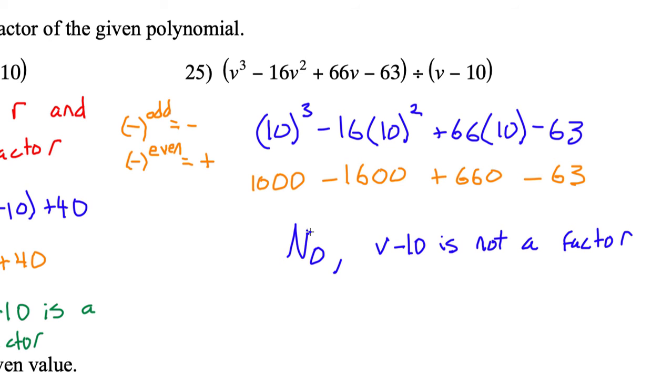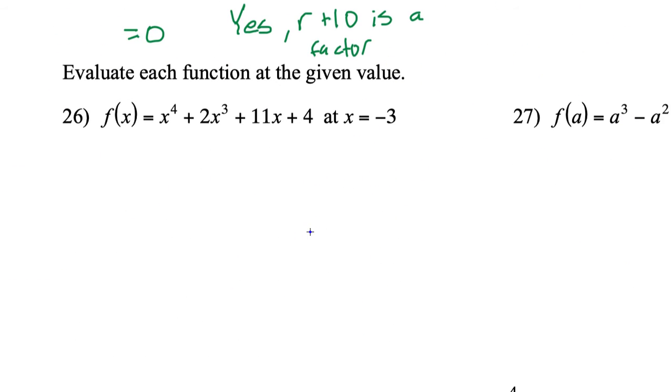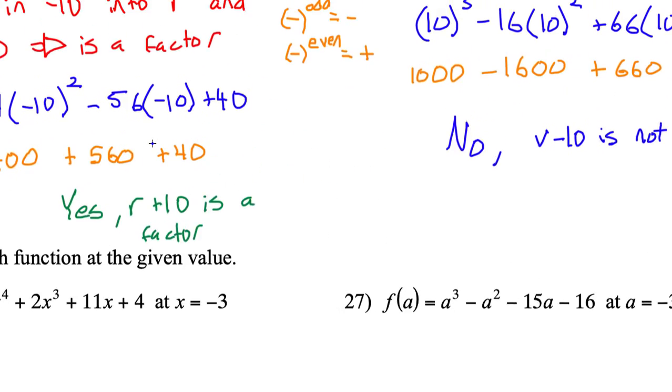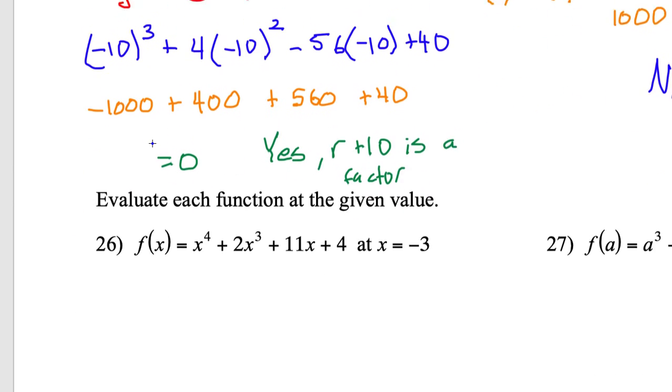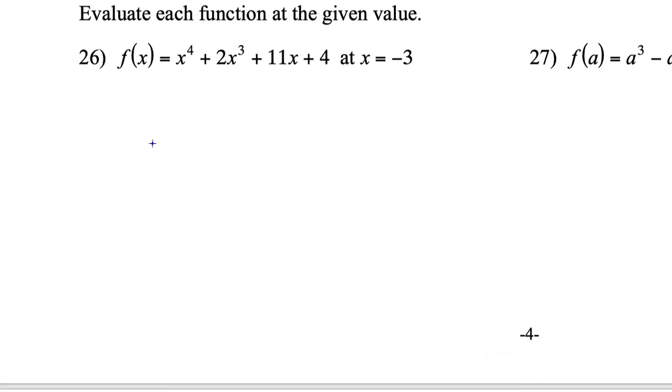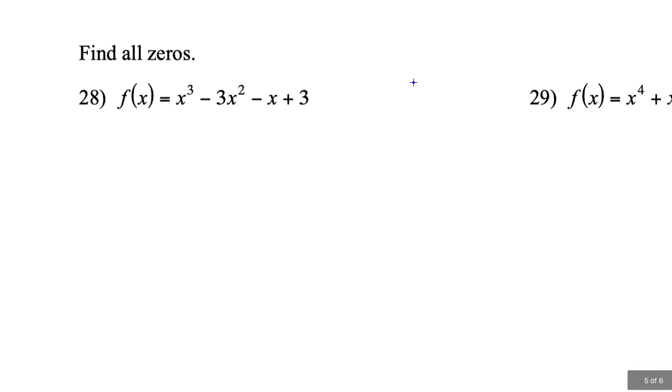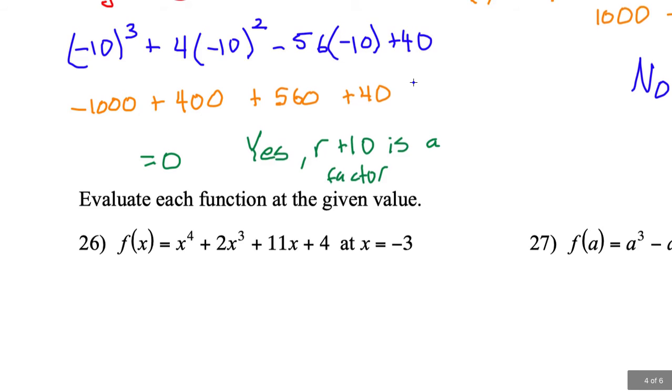Okay. Number 26. Now we need to evaluate each function at the given value. So again, I'm just plugging in negative 3. So I plug in negative 3 into all of these, and I see what happens. By the way, we've now switched a unit, if you can't tell. This one was doing polynomial remainder theorem, and now we're just doing straight on polynomials. Do you know how polynomials work? Can you plug in a number? And then down here, I'm going to say, okay, now find zeros. We're in that polynomial unit.